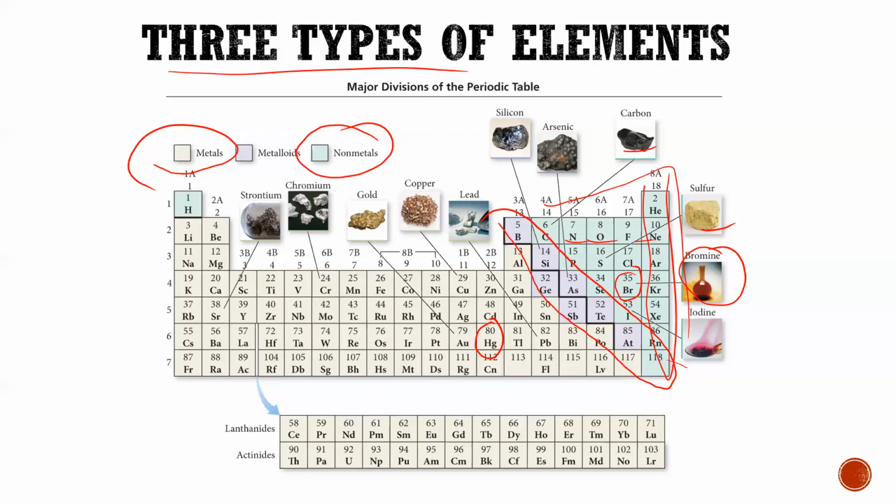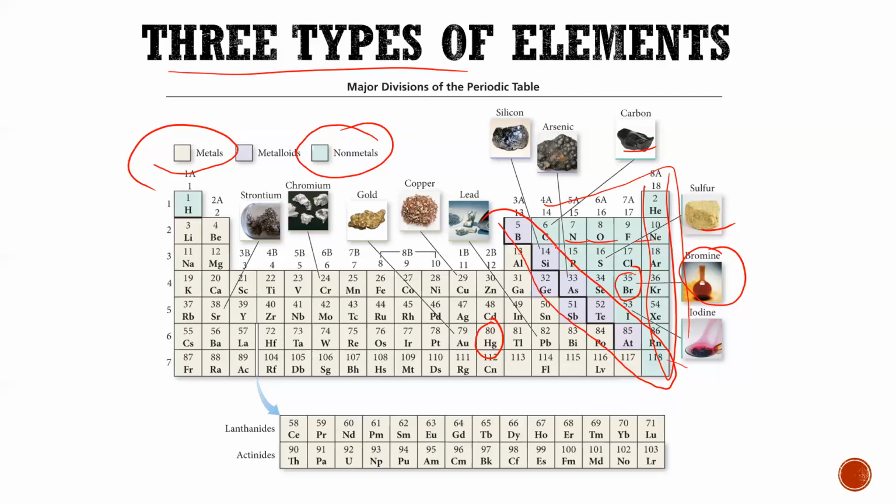And then in the middle, in the staircase, we see these metalloids. Metalloids have characteristics that are in between nonmetals and metals. So you might think of a metalloid as not a great conductor like a metal, but a semiconductor.